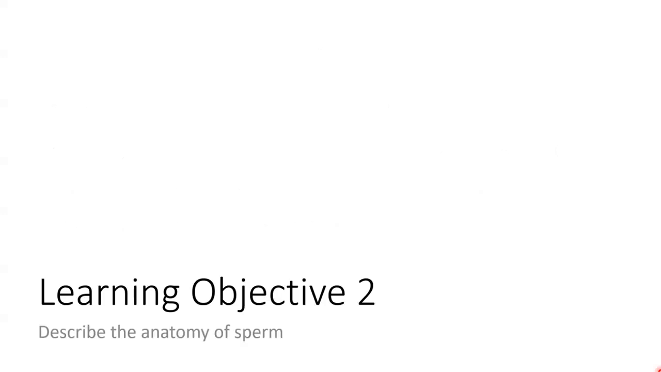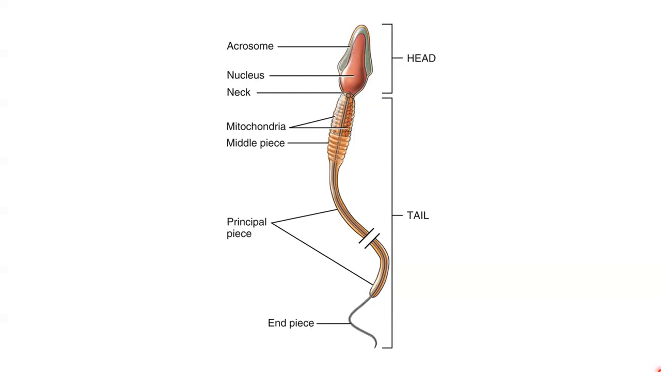Now, moving on from the anatomy of the male reproductive system and taking a look at the anatomy of the male sex or reproductive cell. So learning objective number 2 is to describe the anatomy of sperm. Each day, about 300 million sperm are produced. A single sperm is about 60 micrometers long and contains several structures that are highly adapted for reaching and penetrating an egg from the female reproductive system.